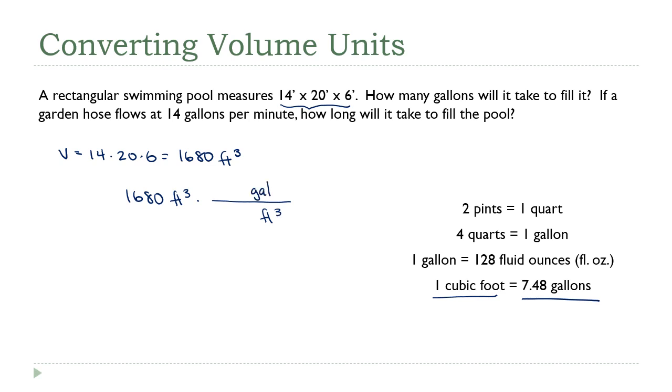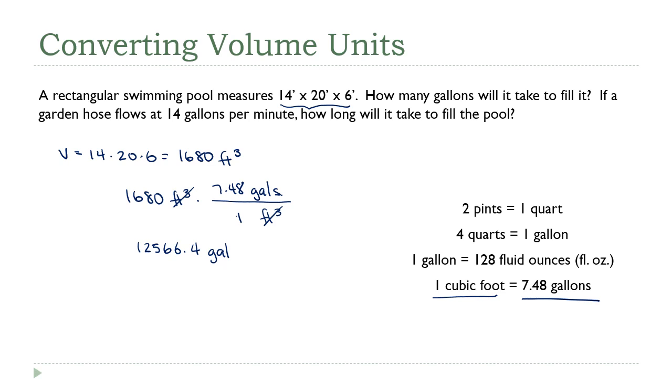I'll do gallons here in the top because that's what I want to keep. So it's 1 cubic foot to 7.48 gallons, and you multiply this out. The cubic feet cancel. This comes out to 12,566.4 gallons. Now I want to know how long it's going to take my garden hose to fill this thing.